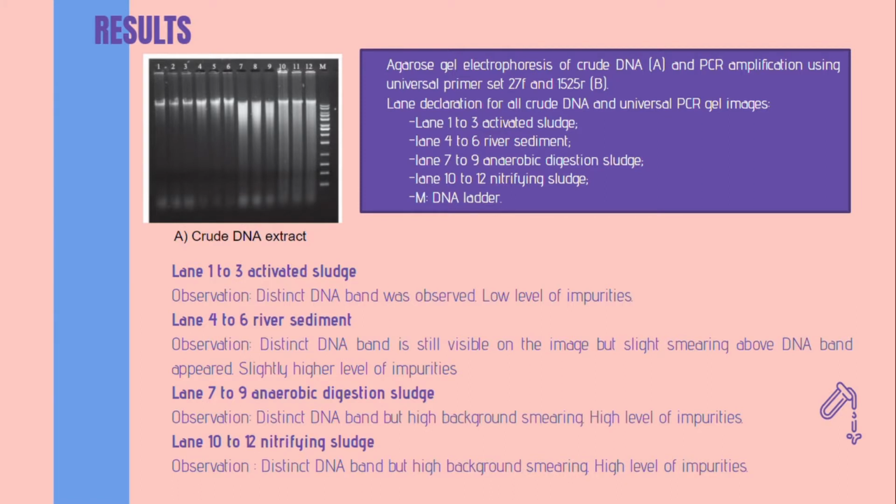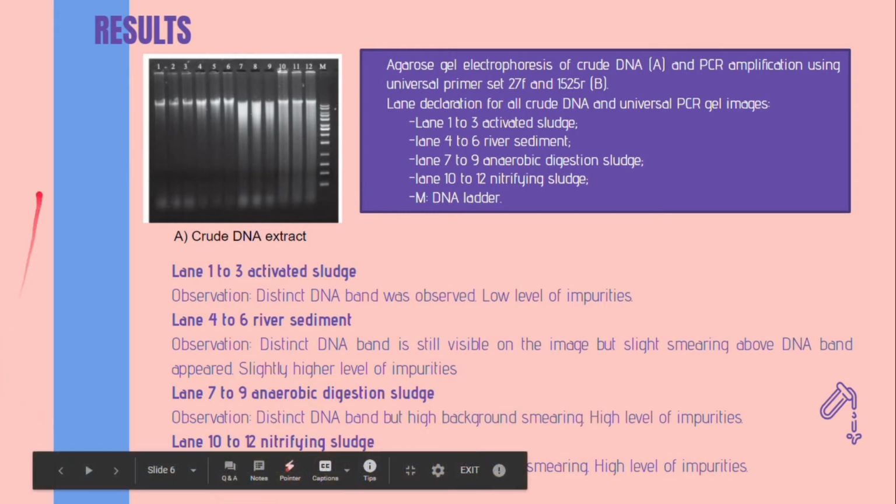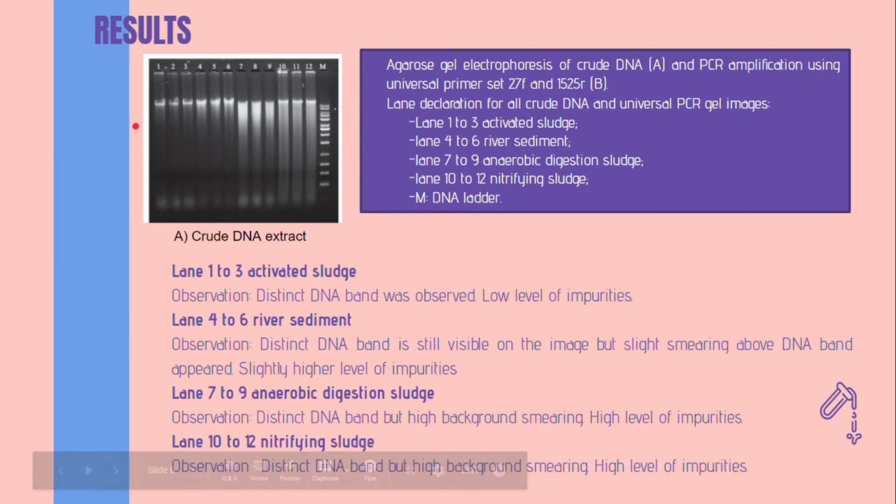Now, let's move on to the result. I am going to explain the result for crude DNA extract first. The quality of crude DNA extracts was different between the four environmental samples. First, lane 1 to 3, activated sludge. What we can observe from lane 1 to 3 is the DNA band with a low level of impurities. Second, from lane 4 to 6, river sediment, we can see that the DNA band is still visible but has slight smearing above the DNA bands.